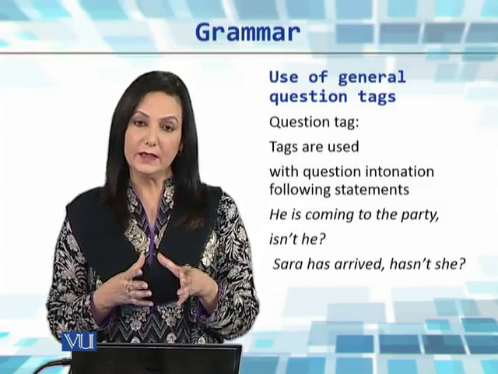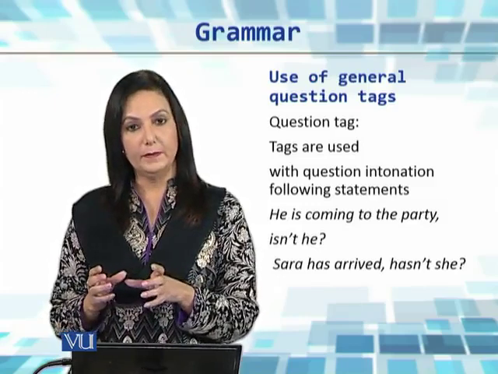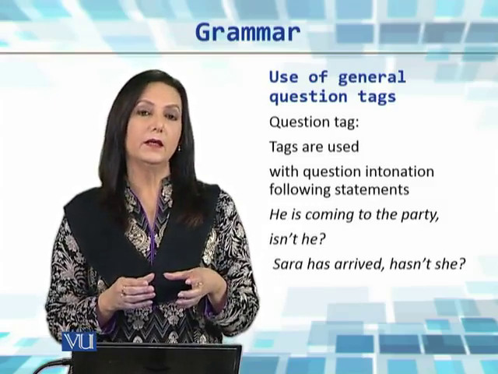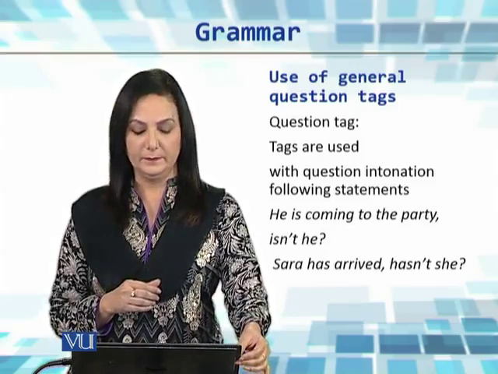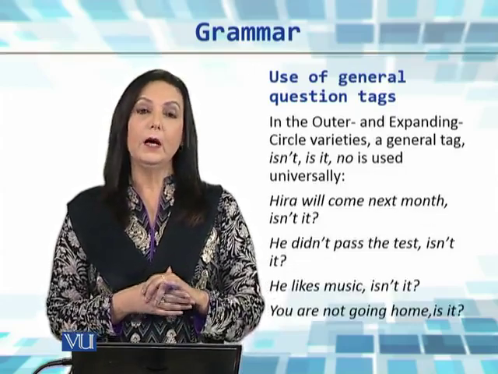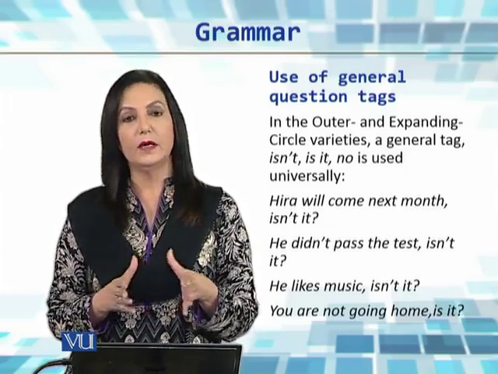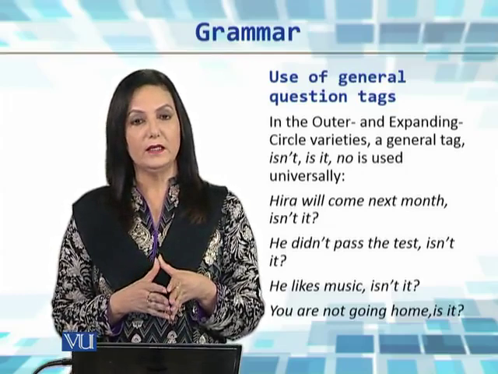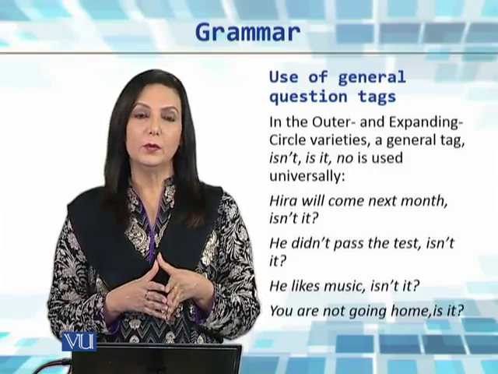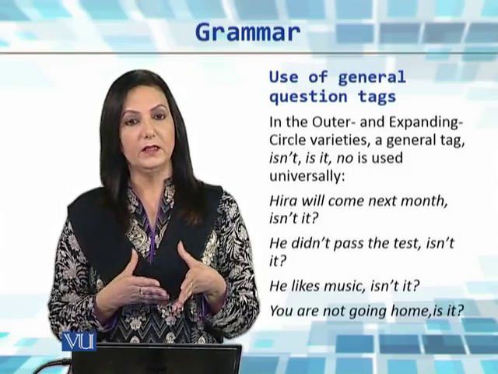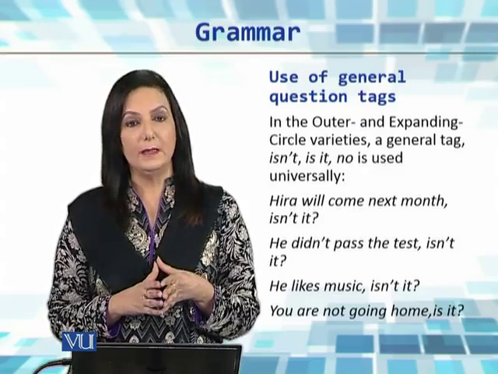Again, the statement is positive and the tag is negative. And the tag uses a pronoun which is comparable with the noun used in the statement and the same verb, that is present perfect. In the outer and expanding circles, we see a general tag used in all kinds of situations. And that general tag is isn't it, or is it, or no. We see isn't it and no in different varieties of English, Indian, African, etc. But isn't it is a tag which is extremely common in Pakistani English.